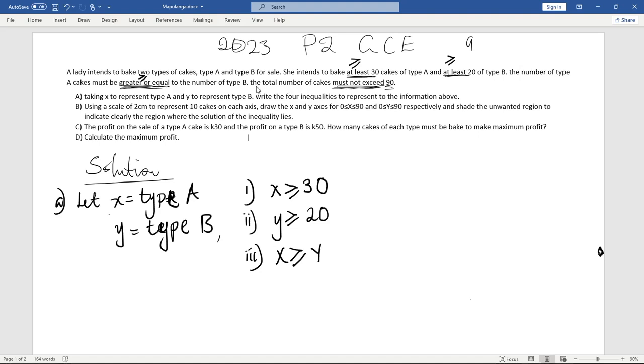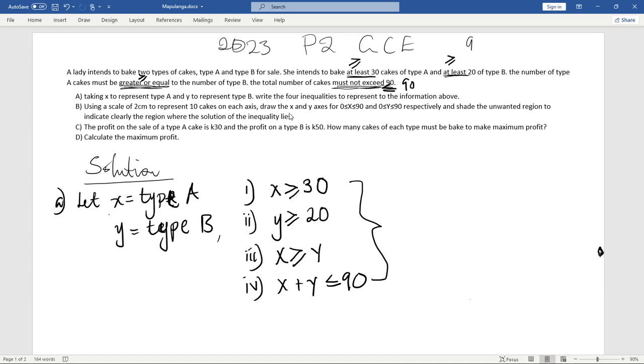Then we're told the total number of cakes must not exceed 90. So must not exceed 90 means they should be less or equal to 90. If you add the cakes of type A and the cakes of type B, they should not exceed 90. That's inequality number 4: type A, which is X, plus type B, which is Y, should be less or equal to 90. So these are the first 4 inequalities for question A.